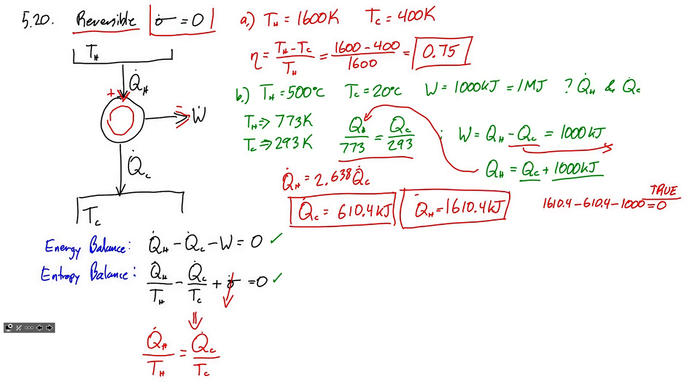So moving on, part C, let's take a look here. It said, if the efficiency is 60% and TC is 40 degrees Fahrenheit. So for part C, if eta is equal to 0.6 and TC is equal to 40 degrees Fahrenheit, what is TH in degrees Fahrenheit? Okay, so we could handle that as well.